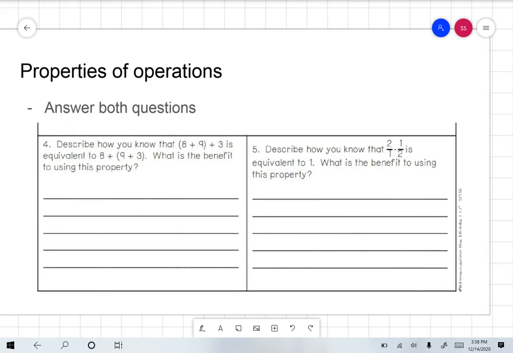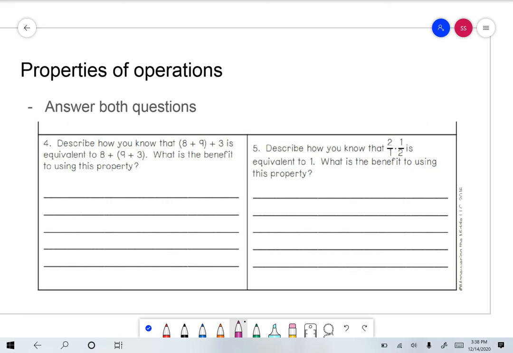2 more that we're going to go through together, and then you've got some to work on your own. Number 4. How do we know that this expression is equivalent to this expression? Well, let's see what's happening. On this first one, let's actually first look at the order. 8, 9, 3. This one is also 8, 9, 3. So we know it's not commutative property because that'd be reordering. Let's see what's grouped. Here we have 8 and 9 grouped. Here we have 9 and 3 grouped. So what property goes with regrouping? Well, you should say associative property.